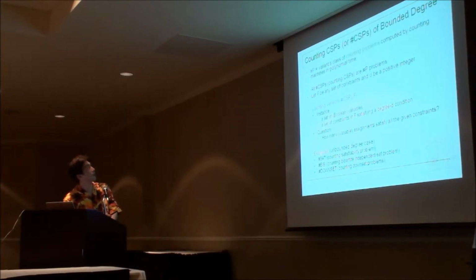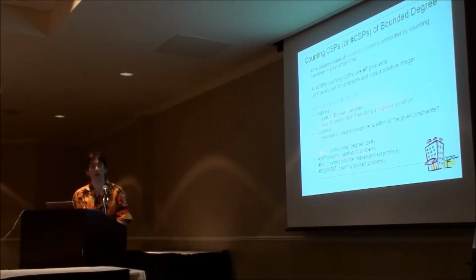So now we'll take a look at the counting version of the CSP. We're just using shorthand notation, #CSPs. And the #CSP is the problem taking an instance, pretty much the same as before, Boolean variables and constraints. And the constraints are actually drawn from a particular set of constraints F. And now we actually put in the degree condition.